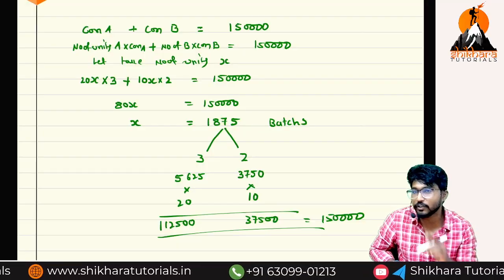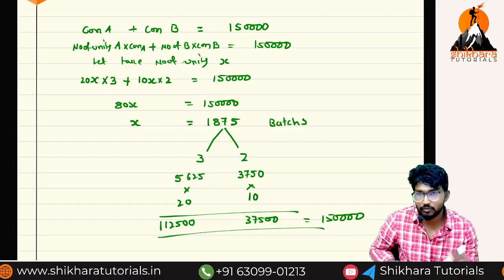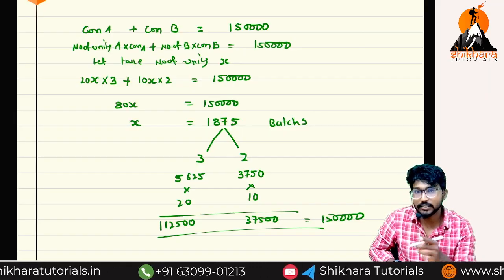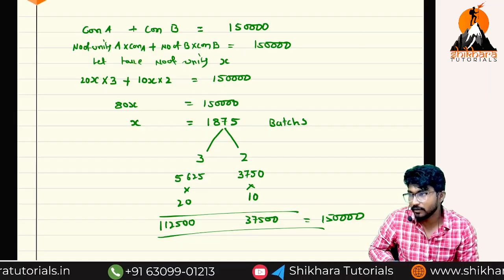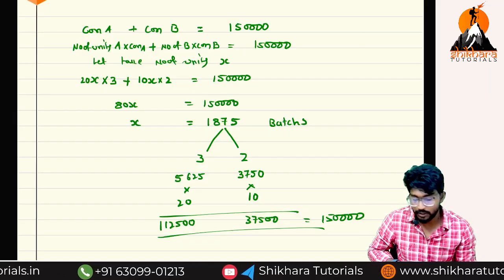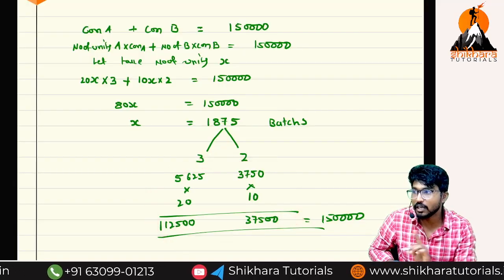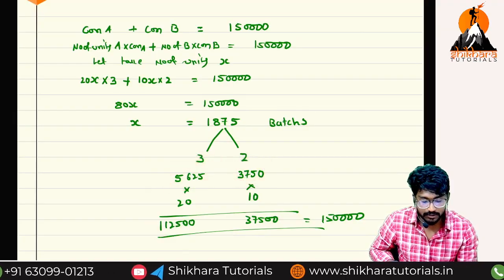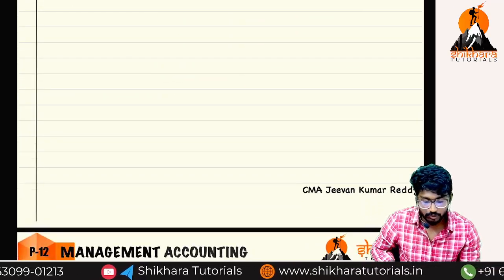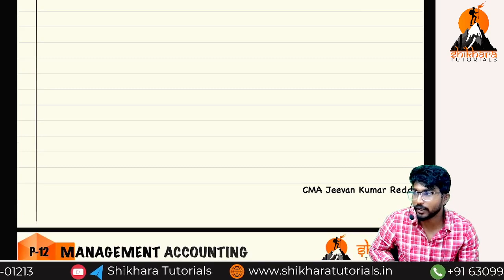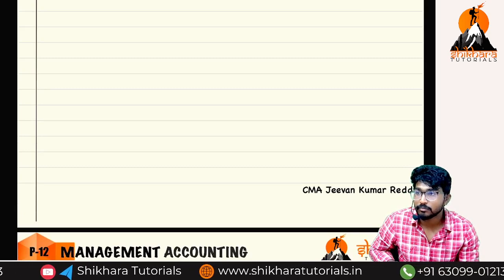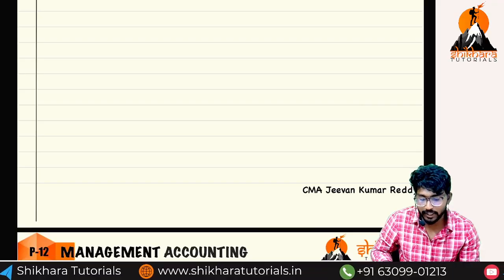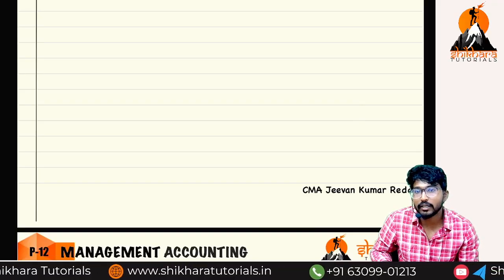Here sales mix is given for units, not in rupees. Here we are taking that sales mix is for which one? Units. That means A how many units? 3 units of A. B how many units? 2 units of B. Sales mix is for units, not for rupees. So what is the formula for calculating break even point in multiple break even? Fixed cost divided by contribution per batch.